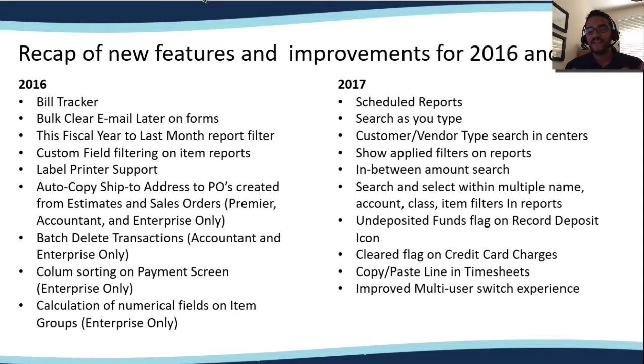In 2016, they added the ability for you to sort columns in the payment screen, and you can do calculations on numerical custom fields in item groups only for QuickBooks Enterprise. Then last year, in 2017, they added what was the biggest feature, scheduled reports, which allows you to email reports automatically from QuickBooks Desktop. Search as you type, which allows you to type any name within a customer name, a vendor name, an account, or an item in the field itself, and it will find them for you. Sort of similar to how QuickBooks Online works.